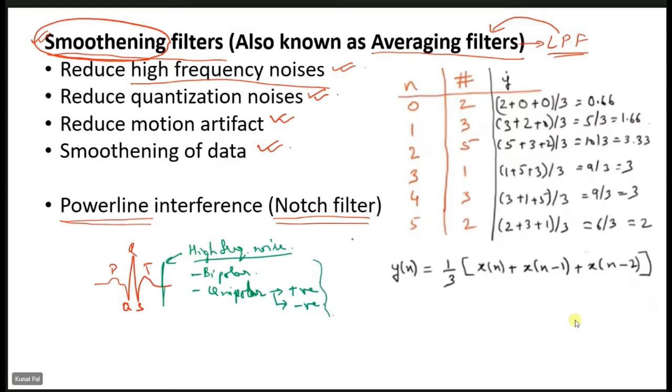In these cases, if you use a low pass filter, it will be able to remove this kind of noise from the signal. Remove here means reduce. It cannot remove it completely, but it can reduce its effect significantly.